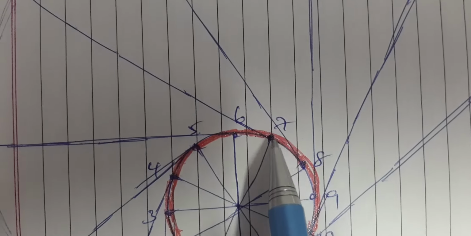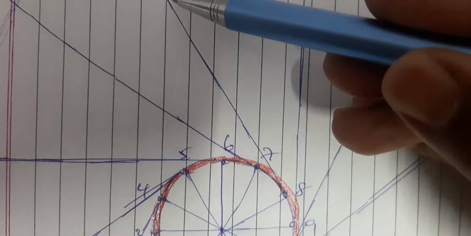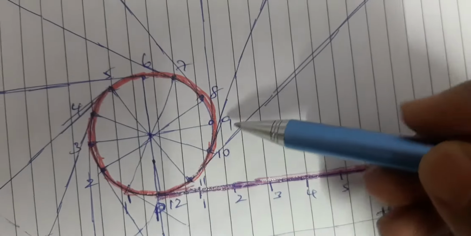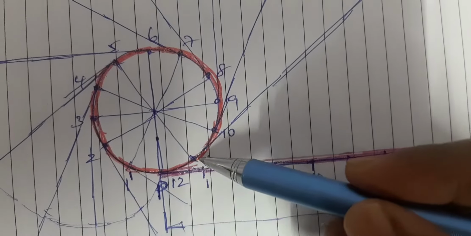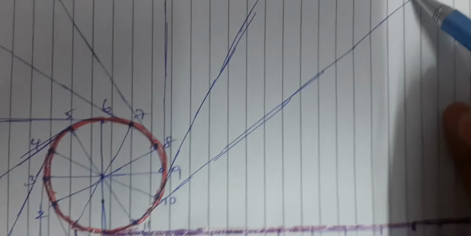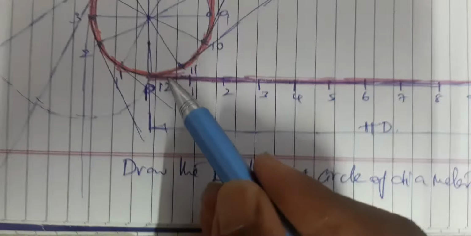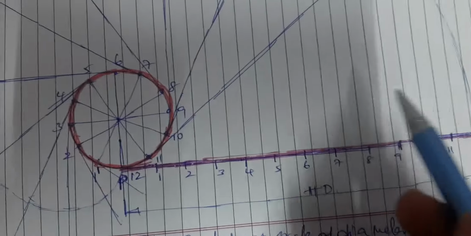A right angle line from 7. Right angle line from 8. Right angle line from 9. Right angle line from 10. And next right angle line from 11. Finally, one more right angle line from 12, when you draw the line that coincides with the PR line, right?